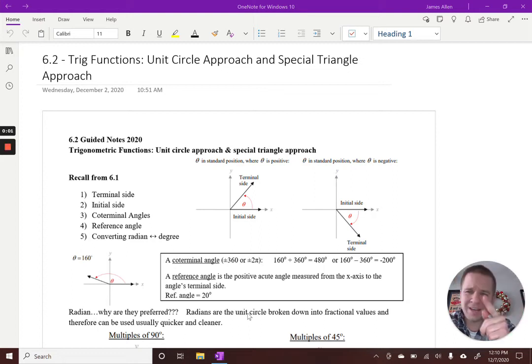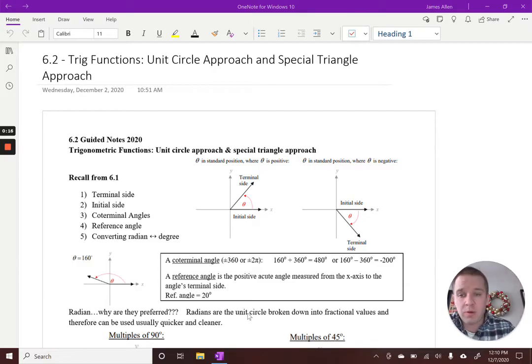It is time for 6.2 trig functions. We're going to go into the unit circle and review some special right triangles. There are really two methods, two schools of thought, for how we can do these problems, so we're going to show you both, which is always extra exciting.